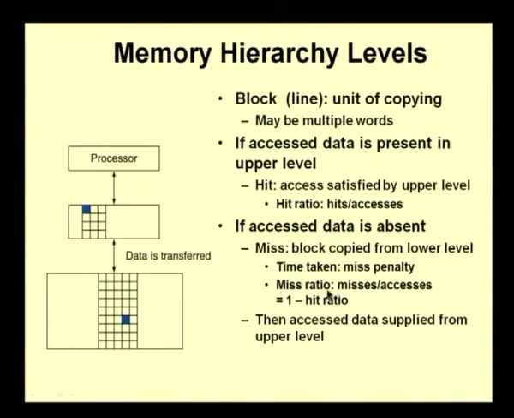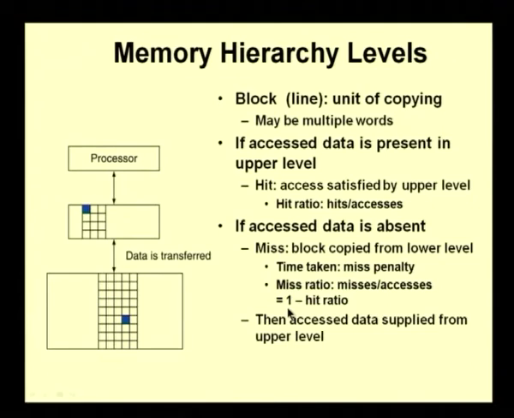And miss ratio will be the number of misses divided by the total number of accesses. So what do you have here then? The same example, we had 1000 accesses, 900 were hits. So obviously 100 would be misses. So the miss ratio will be 100 by 1000, which will be 0.1, or you can also look at the miss ratio as 1 minus the hit ratio. 1 minus 0.9 hit ratio is 0.1, that will be the miss ratio. Okay. So miss ratio is related to hit ratio as 1 minus hit ratio.